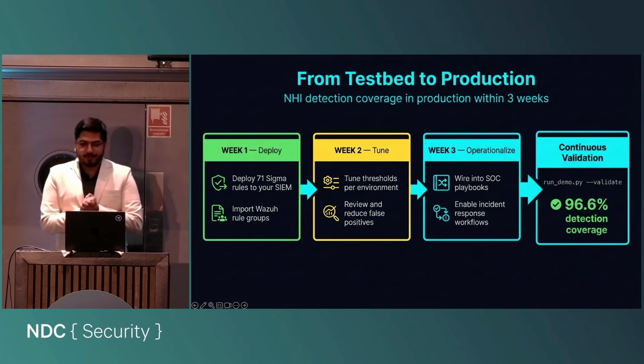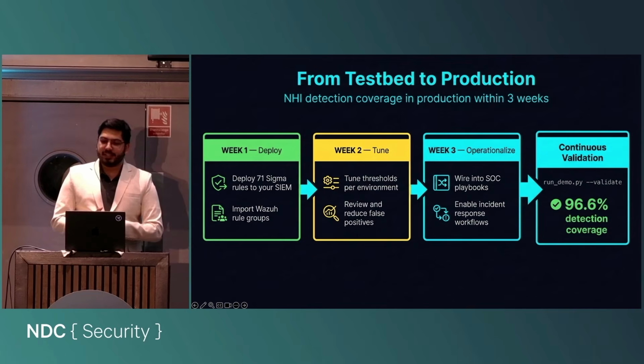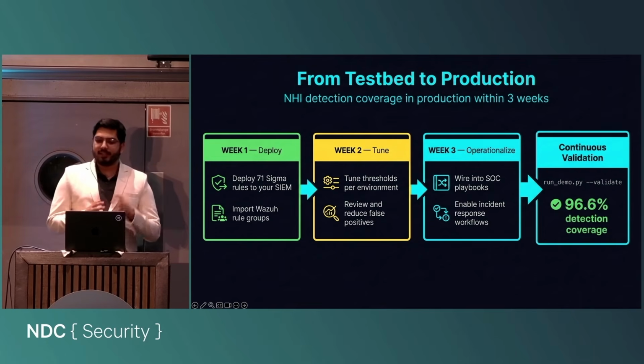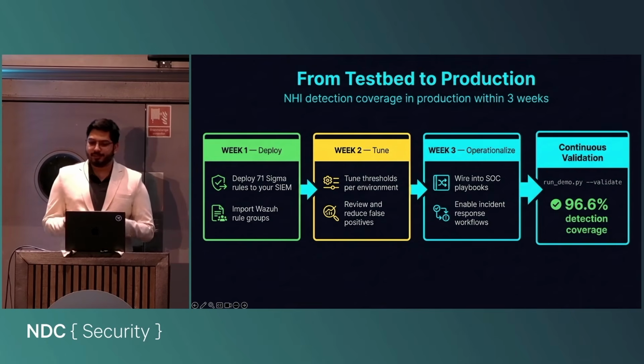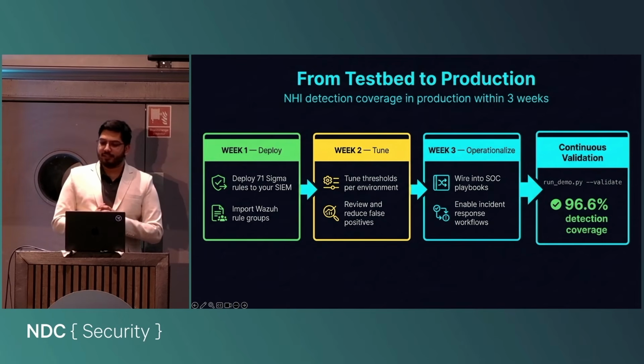Yeah, so I'd like to hear back from you in 3 weeks' time. For the first week, deploy the rules, any platform, and your choice of SIEM. In the second week, tune the thresholds for your environment, review the false positives, adjust the alert levels. And in the third week, wire this into your SOC playbooks and incident response procedures. And in your CI/CD pipeline, please run the validation script. It tests for detection coverage automatically. And NHI detection coverage in production within 3 weeks. This is not a promise. This is the plan.